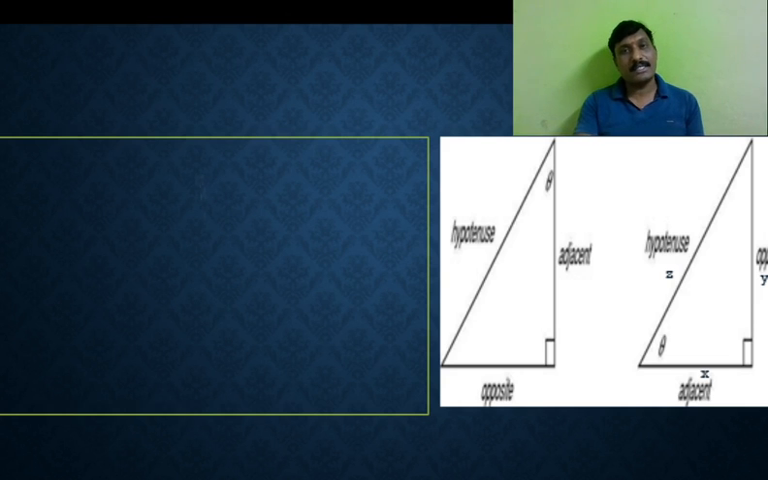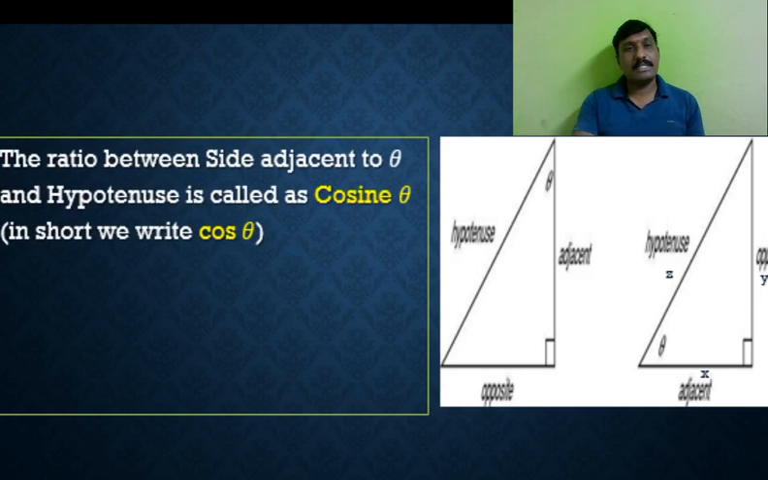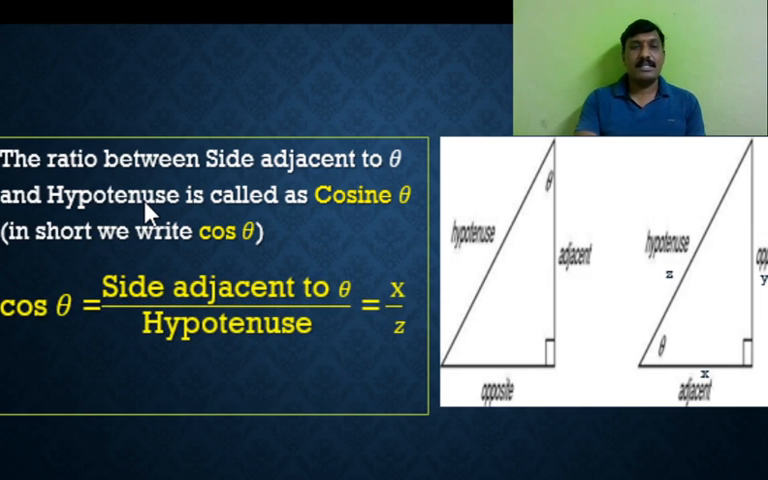Now I am going to take the side adjacent to theta by hypotenuse. The ratio between the side adjacent to theta and the hypotenuse is called cosine theta. In short form, we call it cos theta. Sorry, I mentioned sine. It is cos theta. So the ratio which defines the side adjacent to theta by hypotenuse is called cos theta.